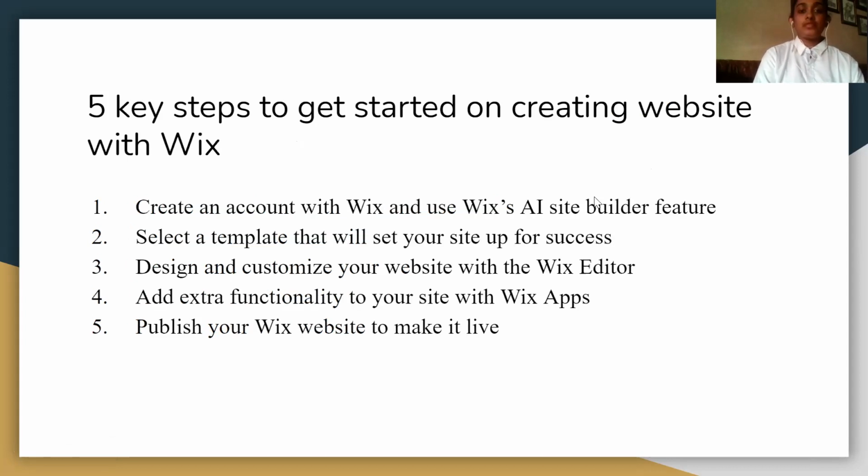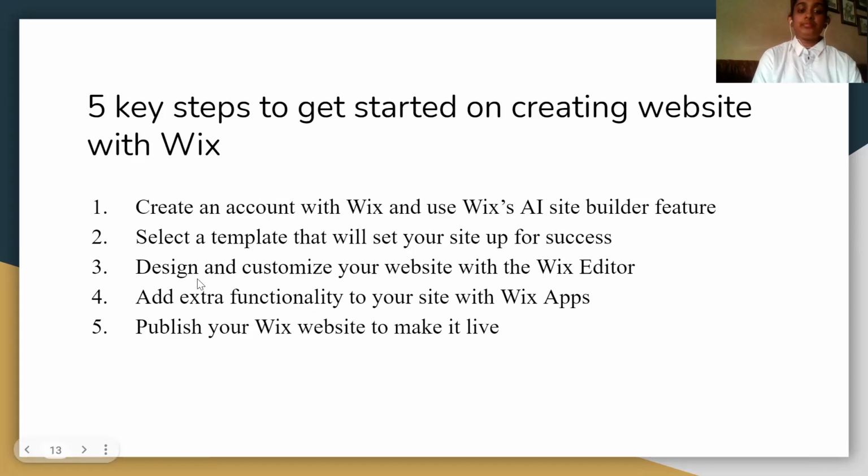5 key steps to get started on creating a website with Wix. Firstly, create an account with Wix and use Wix's AI site builder feature. AI as in artificial intelligence is included in Wix. Second, select a template that will set your site up for success. A template is mainly easy, and it is in Wix itself.